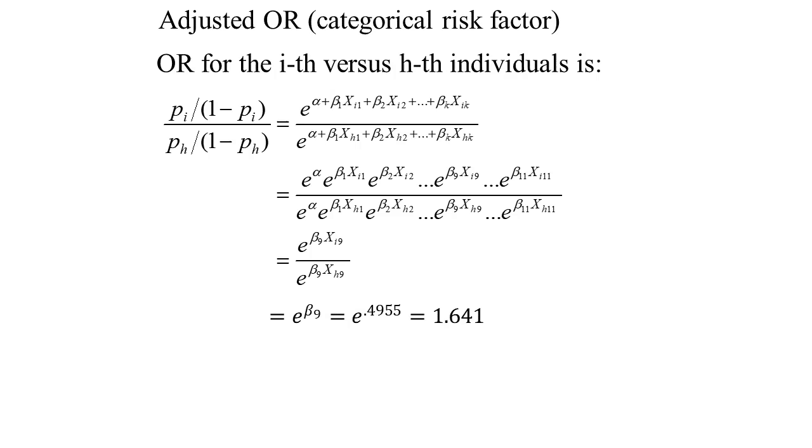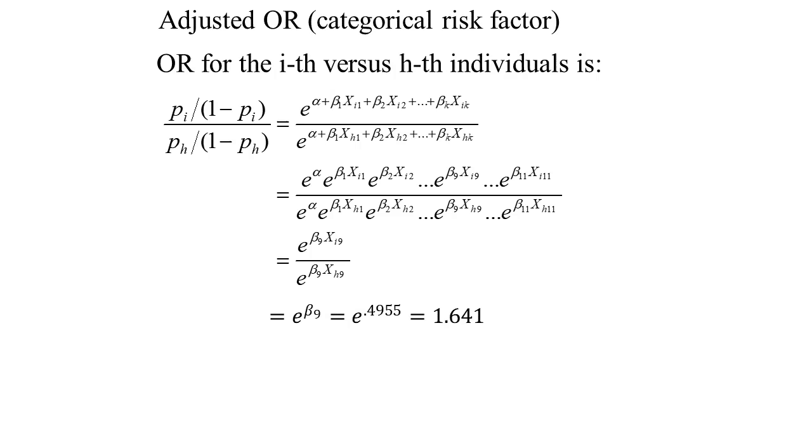Now, the left-hand side of this equation is the ratio of the odds of being self-reportedly unhealthy for individual I to the odds of being self-reportedly unhealthy for individual H. In the logistic regression model, the odds is the exponential function of the linear combination of independent variables. So, we get the equation at the top. Both the numerator and denominator can be expressed multiplicatively like the second line of the long equation. Now, let's look at the numerator and denominator in the second line. Both have e to the alpha, which can be cancelled out.